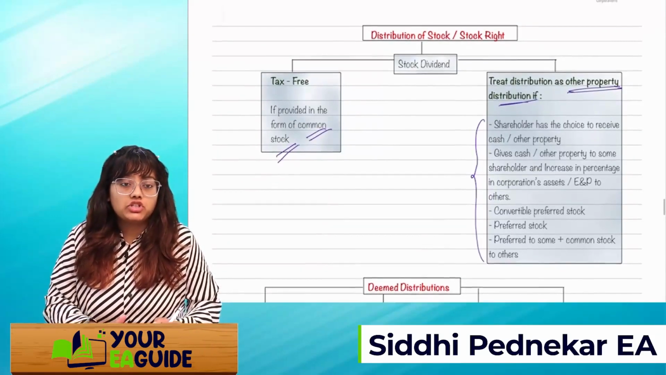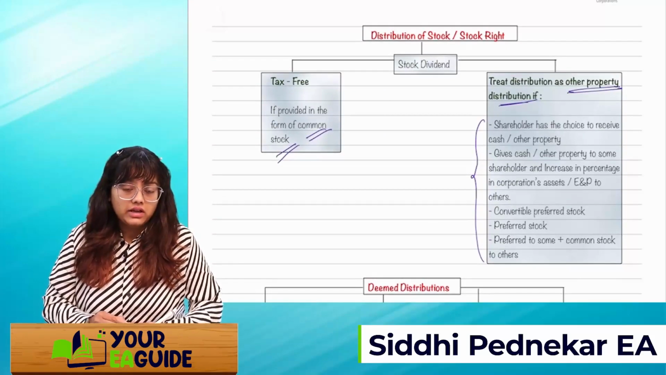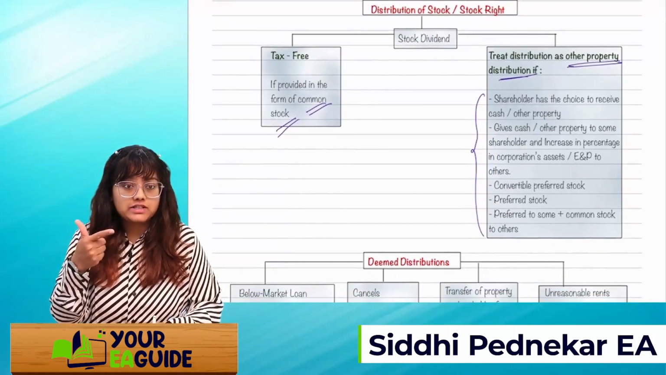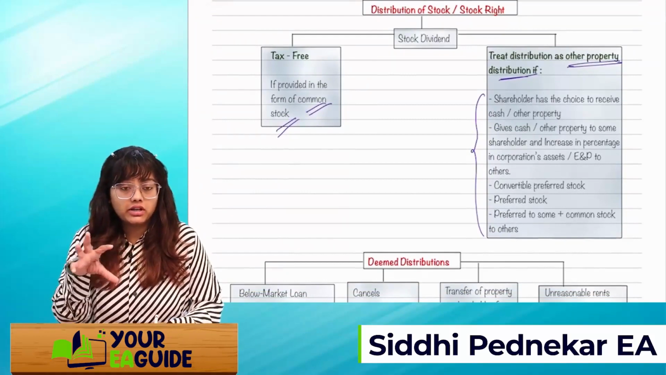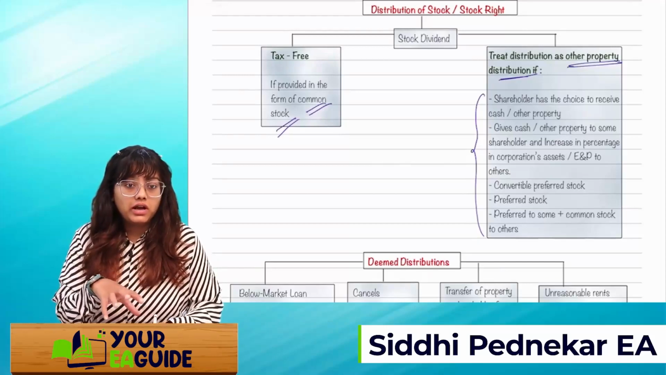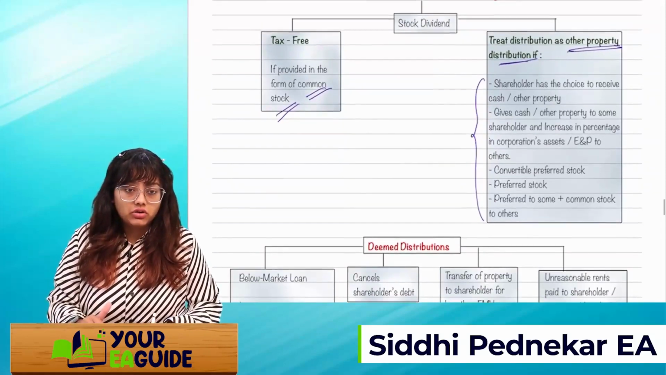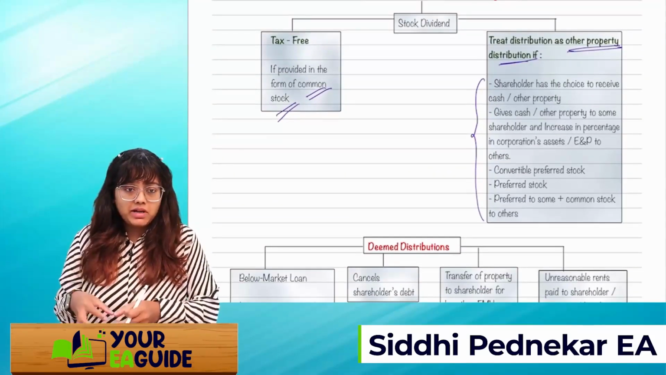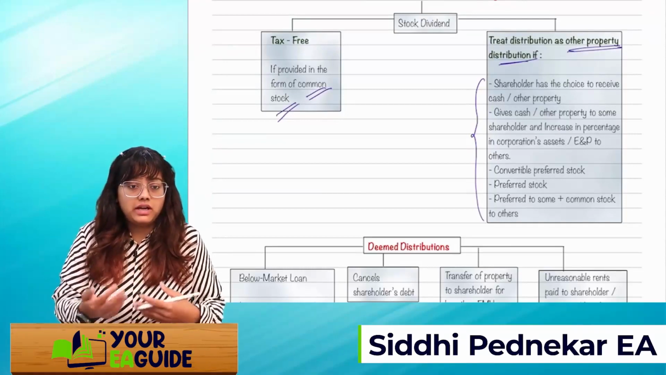Okay. If the shareholder has the choice to receive cash or other property, right? If some shareholders are given the option to have cash, some shareholders are given property, or an increase in the corporation's assets or E&P goes to others, there is not a standard treatment. Some people are getting cash, some people are getting other property, some people are just getting an increase in the corporation's assets, right?